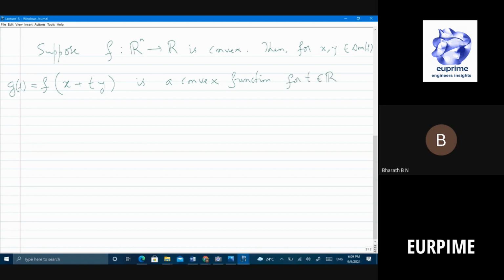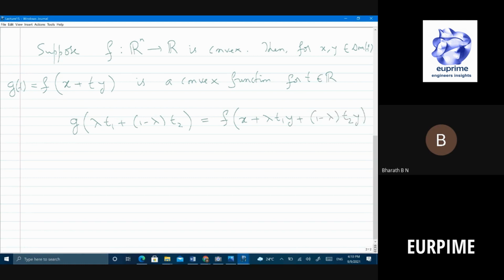Okay, so let's see. I need to prove that this is a convex function, right? So what do you mean by that? You look at lambda t1 plus 1 minus lambda t2. This is a convex combination of 2 points, t1, t2, right? Now I have to prove that g of this is less than or equal to lambda times g of t1 plus 1 minus lambda times g of t2. So let's see what this means. This means f of x plus, instead of t, I have to put lambda t1 plus 1 minus lambda t2. So what do we get? We get lambda t1 y plus 1 minus lambda t2 y. I'm just multiplying it, that's all.